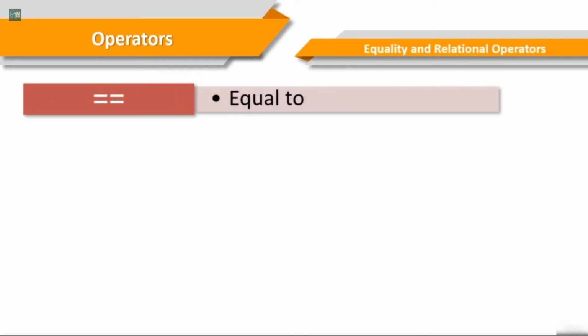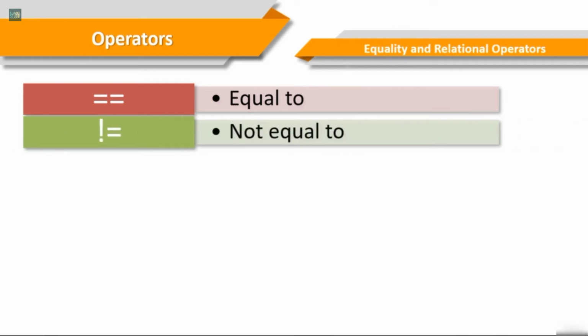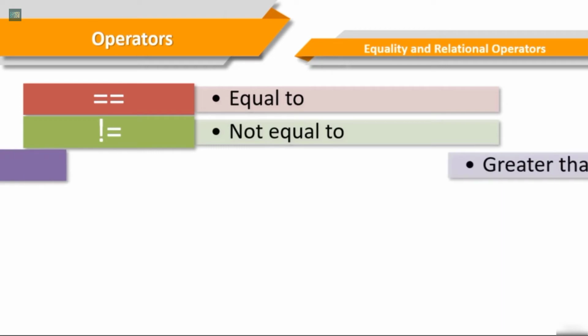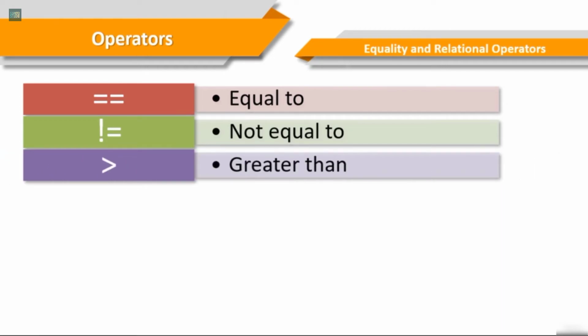Equal equal. This operator checks to see if the values of two operands are equal or not. If yes, then the condition becomes true. Here is the exclamation mark and equal. This operator checks to see if the values of two operands are equal or not, and if the values are not equal, then the condition becomes true. Greater than sign. This operator checks to see if the value of the left operand is greater than the value of the right operand, and if yes, then the condition becomes true.